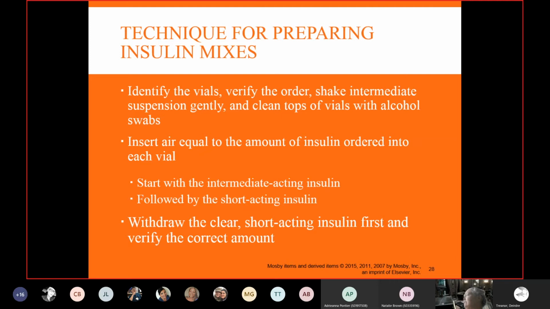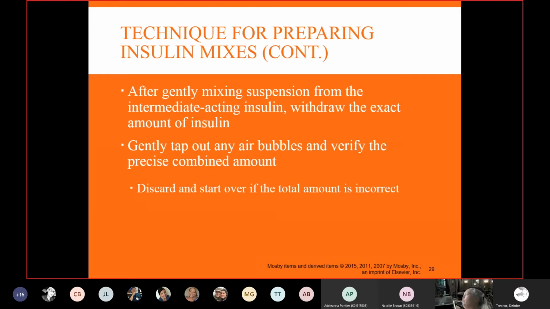Because if you put intermediate acting in the short acting vial accidentally, then you've messed up the whole short acting vial. But there is some short acting in the intermediate acting, so it's not as bad. So like I said, withdraw the clear short acting and then verify the correct amount. And then you're going to do the intermediate acting. Make sure you tap out any air bubbles and make sure you have the correct amount. And then if you do it wrong, discard it.